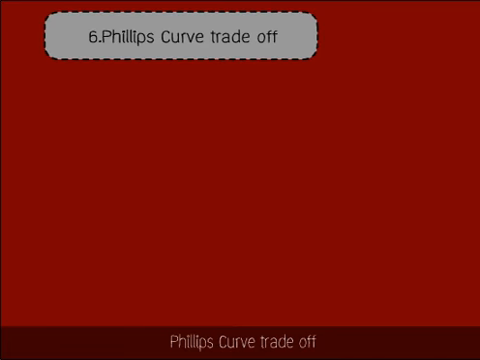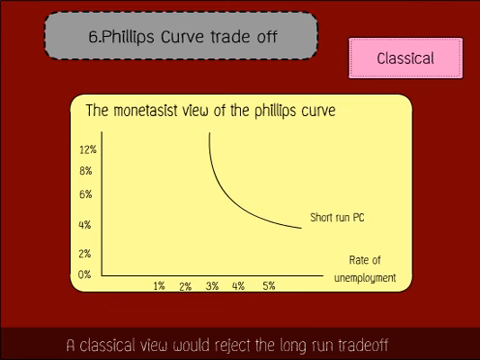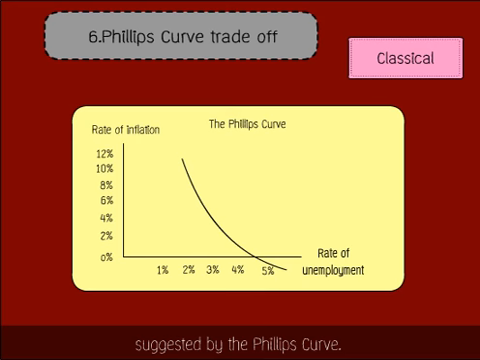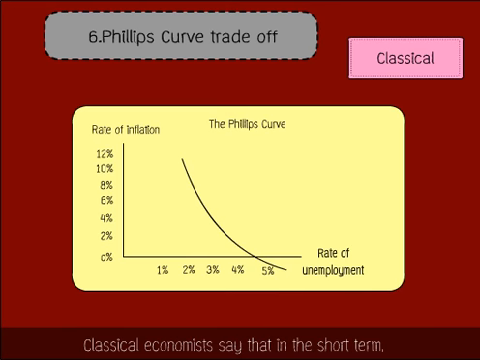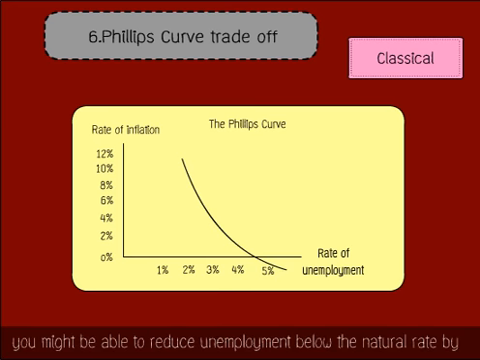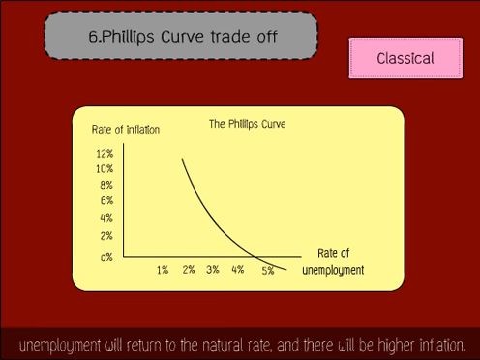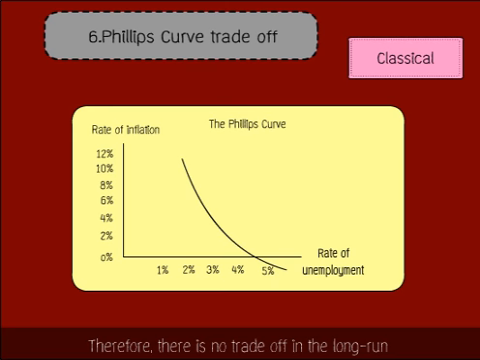Phillips curve trade-off. A classical view would reject the long-run trade-off between unemployment and inflation suggested by the Phillips curve. Classical economists say that in the short term, you might be able to reduce unemployment below the natural rate by increasing aggregate demand, but in the long term, when wages adjust, unemployment will return to the natural rate, and there will be higher inflation. Therefore, there is no trade-off in the long run.